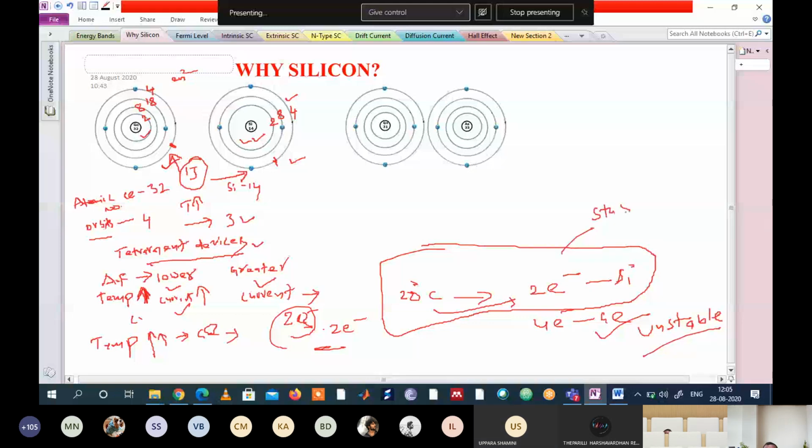The silicon atom is said to be stable because for a required temperature, only the required number of electrons come outside. But for germanium, it's not like that. For a required temperature, more electrons come outside first. So the germanium atom is said to be unstable and the silicon atom is said to be stable. A simple example I will tell you.